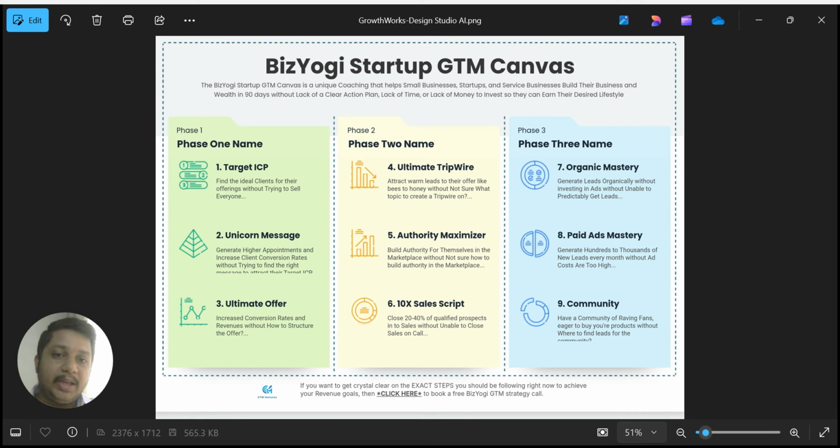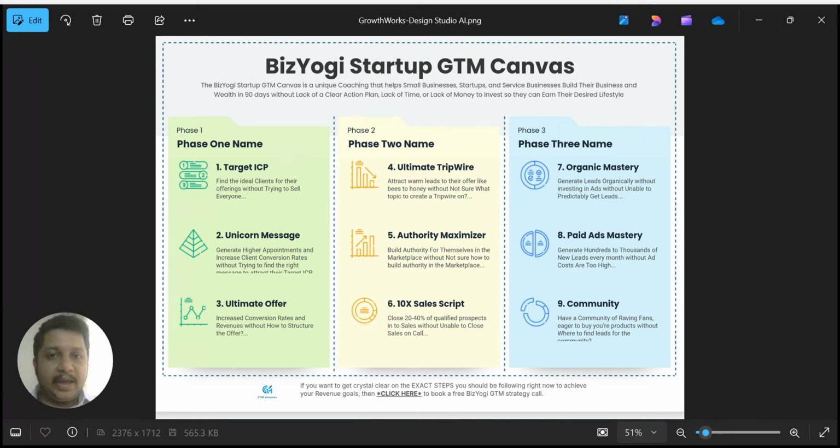It creates your organic brand both on social media and in the real world as well, so that you get a huge steady stream of clients just from the organic channel. The next step is paid ads mastery. Now, organic and paid ads go in conjunction, and both have their own place.